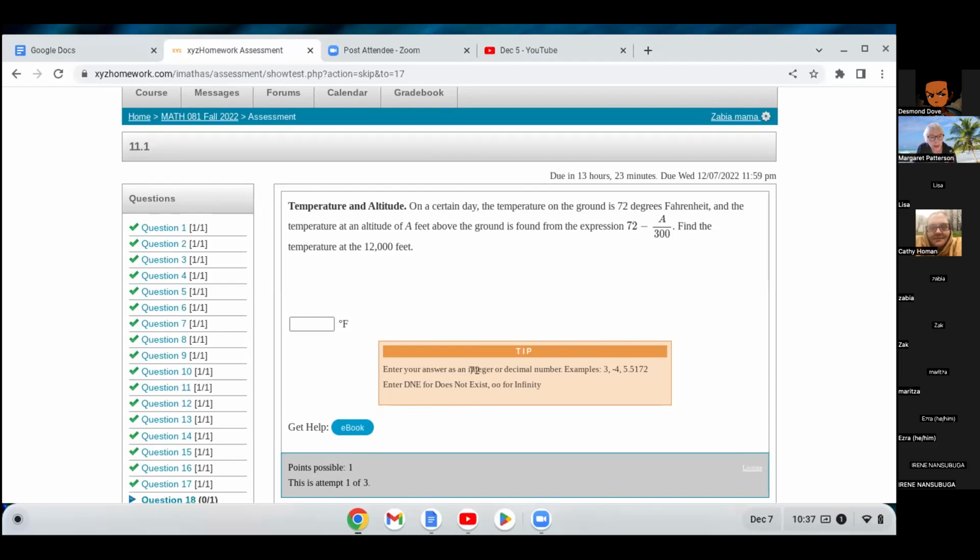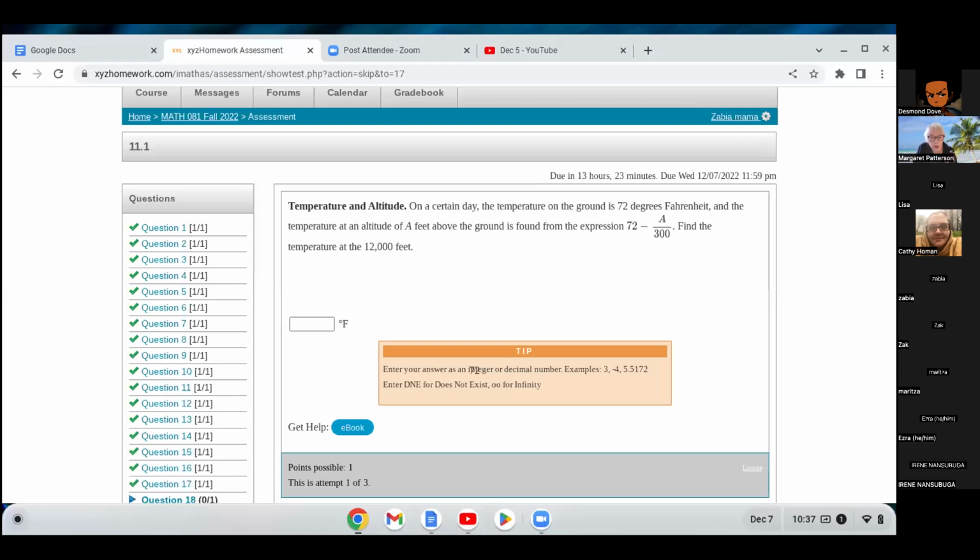Then it says, find the temperature when you're at 12,000 feet. That means that's the altitude. So in our case, A was 12,000. So what you do is, I can show you on paper, but it's 72 minus, put 12,000 where the A was, and 300.